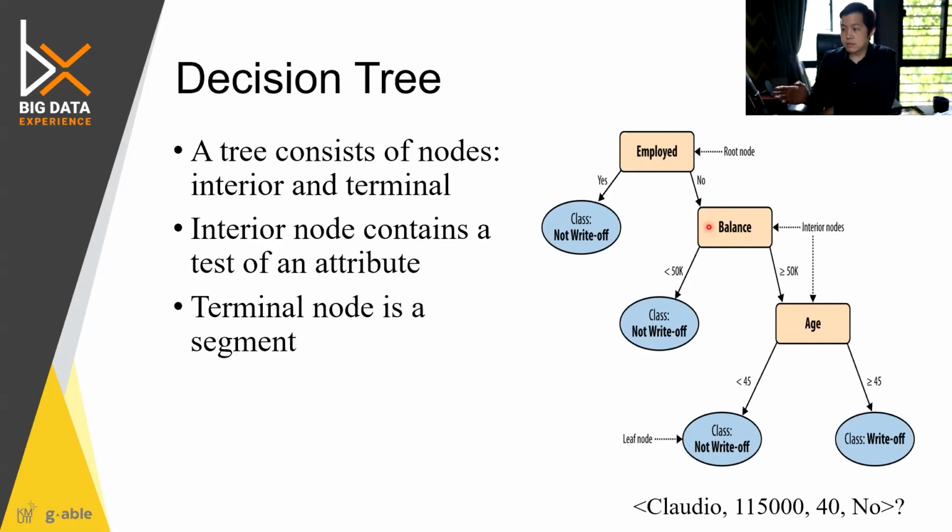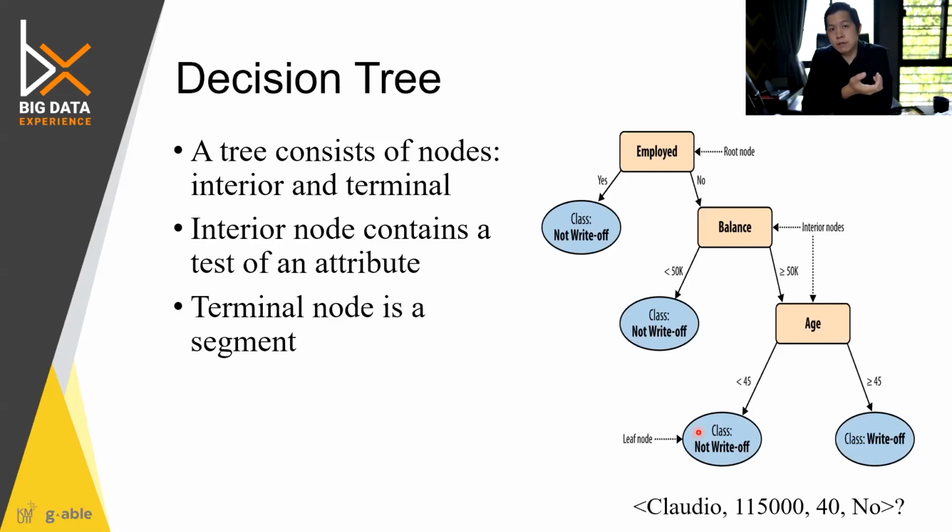Now, if it's more than 50K, 115, go down to age here. At the age here, we have the age of 40 for Claudio. That means we need to go down this path, and then we arrive at the leaf node, and this would conclude that Claudio would be not right off loop. So this is the way to use a decision tree.